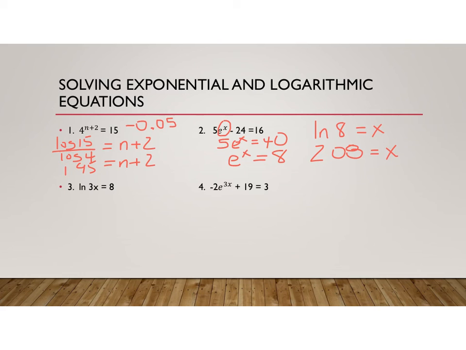Number 3 is a natural log equation. That's base e, remember? So this means e to the 8th. Changing the form, e to the 8th is equal to 3x. That e to the 8th I can simply do on my calculator using second ln. That's 2980. Actually 2981 if we round that. And then I'd simply divide this by 3. And x would be about 993.7.